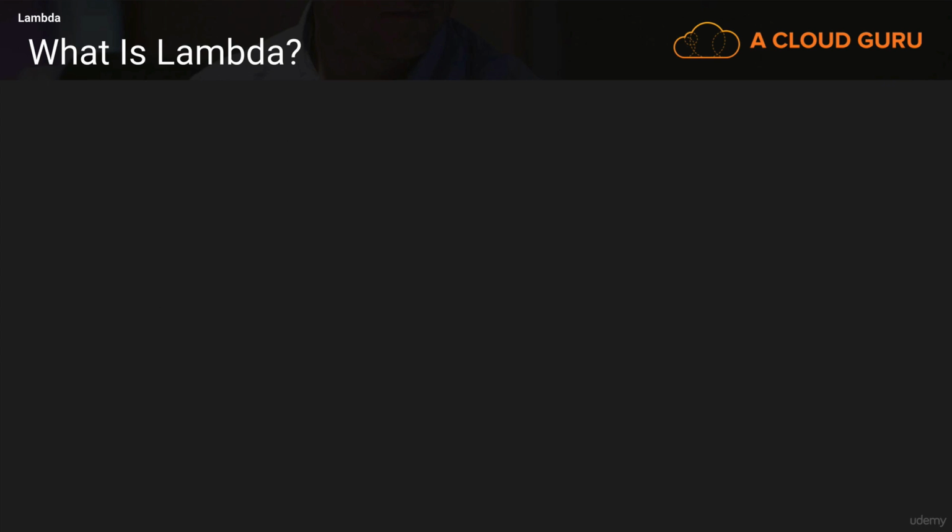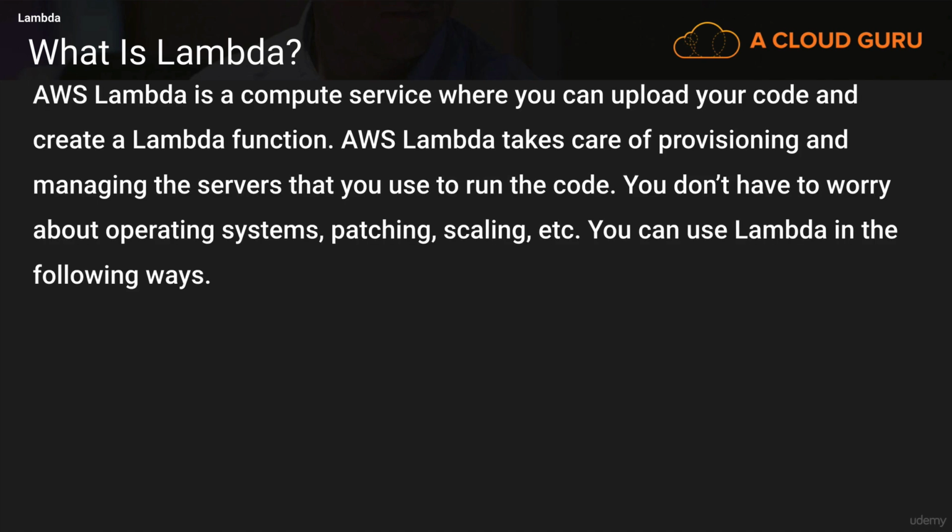Okay, and then we had Lambda, and Lambda again is fairly new technology. We at A Cloud Guru love Lambda. Our entire school runs off Lambda. Saves us a fortune in hosting costs. We're completely serverless. So Lambda is a compute service where you can basically just upload your code and create a Lambda function, and then AWS Lambda takes care of the provisioning and managing the services that you use to run that code. So you don't have to worry about things like operating systems, patching, scaling, etc. You literally just put your code up into the cloud and it will run.